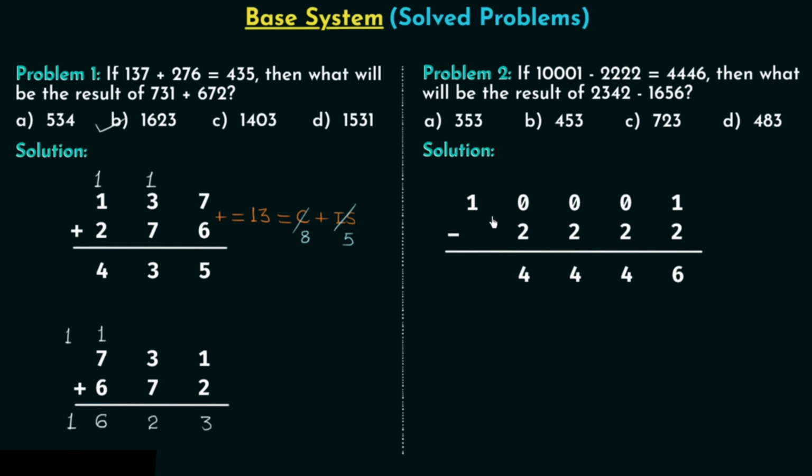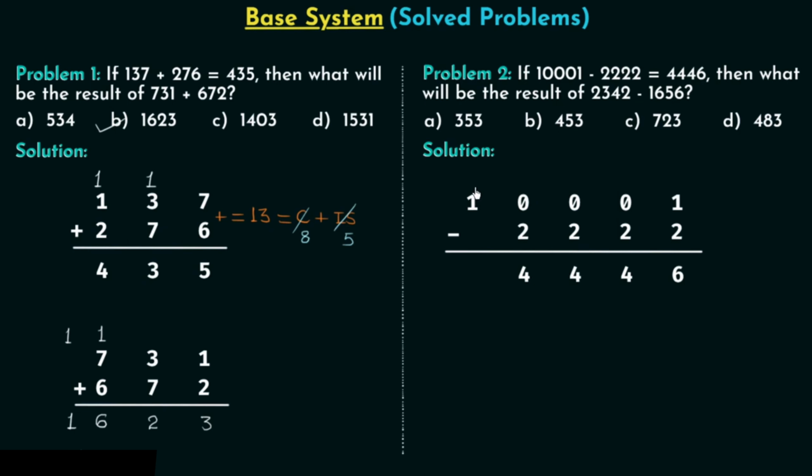Now if you remember, in the previous lecture I clearly proved that the borrow is going to be equal to the base of the number system. And in this case we do not know the base of the number system. That is what we want to find out actually. And therefore let us assume the base of the number system is equal to x.